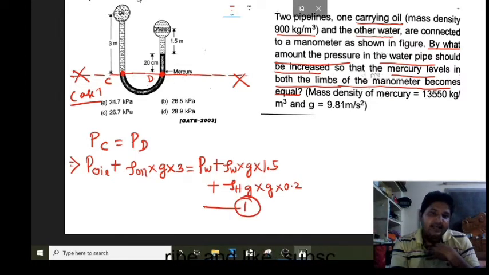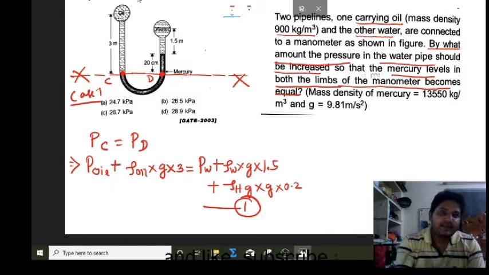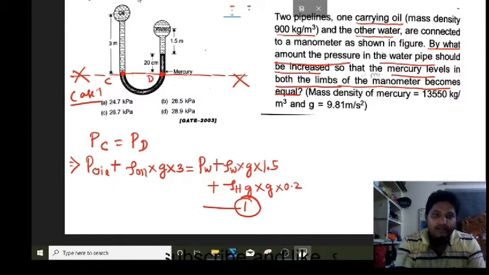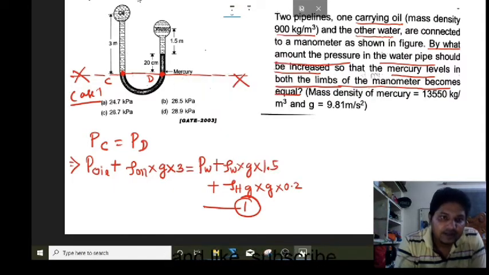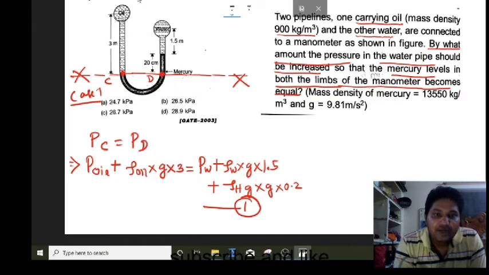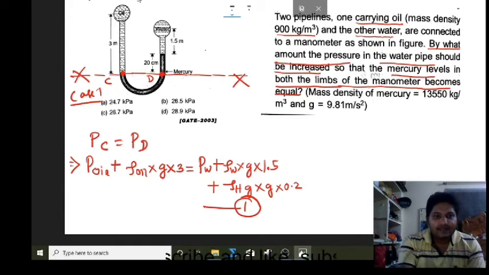In the second case, the pressure is somewhat increased in the water pipeline. So what will happen? The manometric fluid is now going to reach equal height. Equal height means the fluid is incompressible in nature. Whatever amount the manometric fluid is depressed, the same amount of fluid will be gained in the left limb.